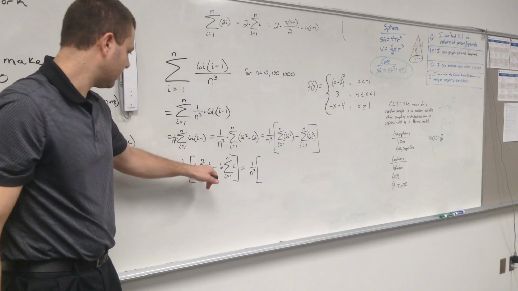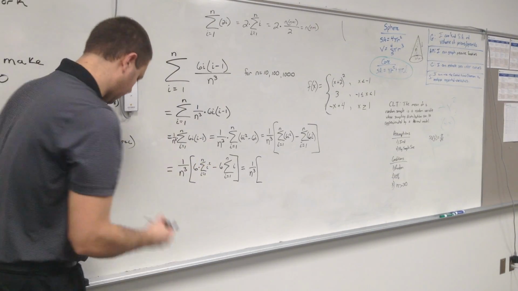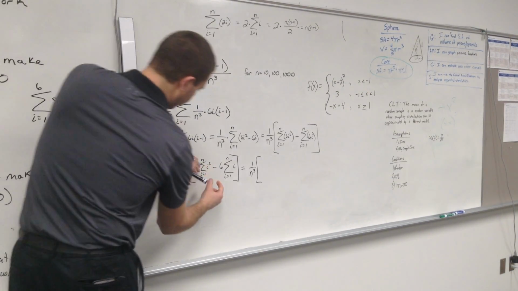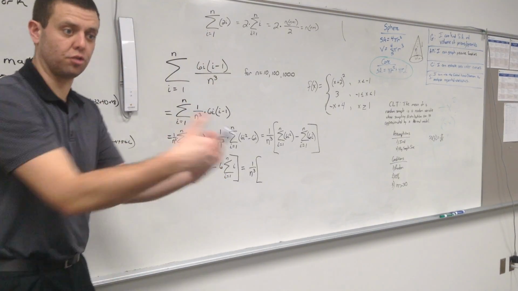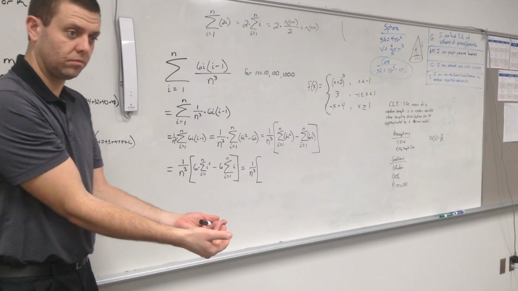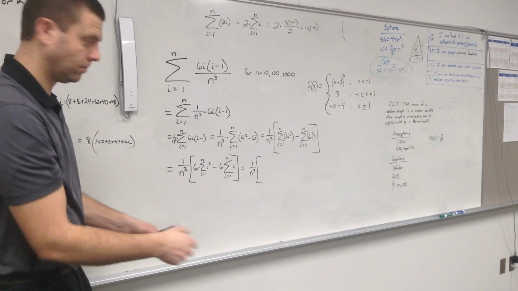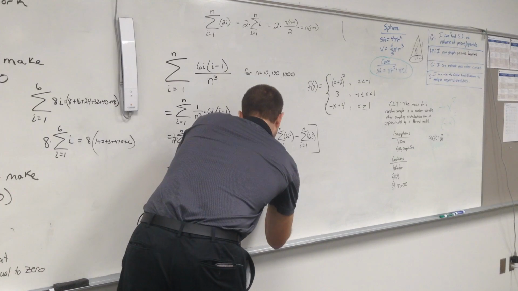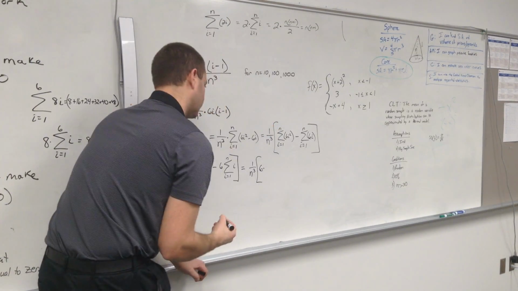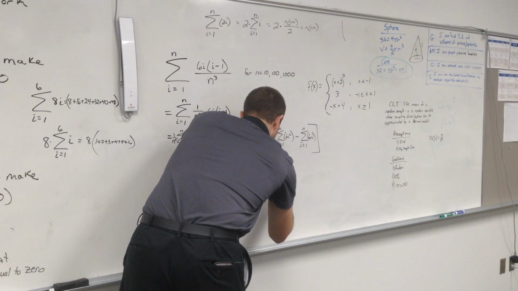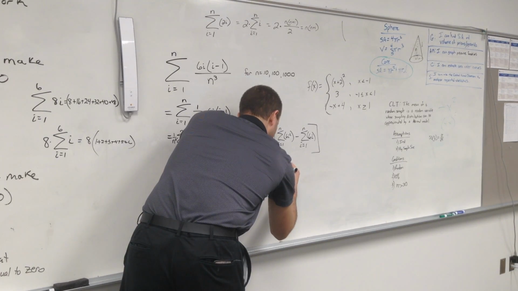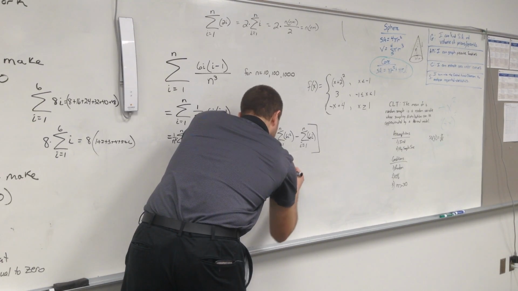Okay. Now, we can replace this part, the sum of the first n perfect squares, with the shortcut, right? To get it in terms of n. So I'll have 6 times, that shortcut is n times n plus 1 times 2n plus 1, all over 6.